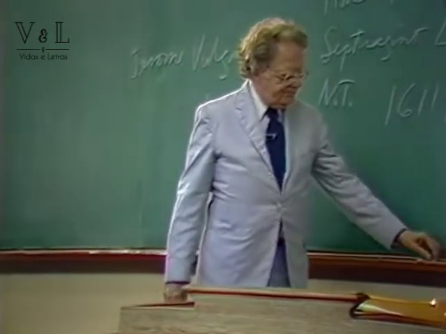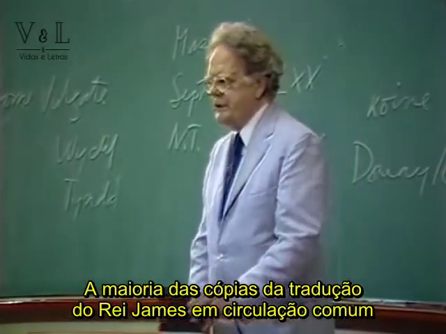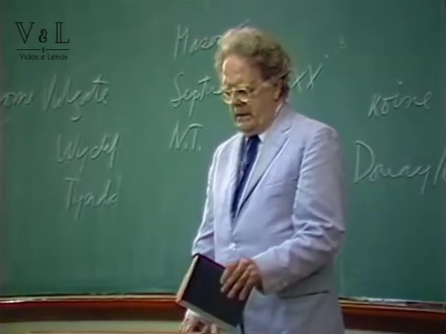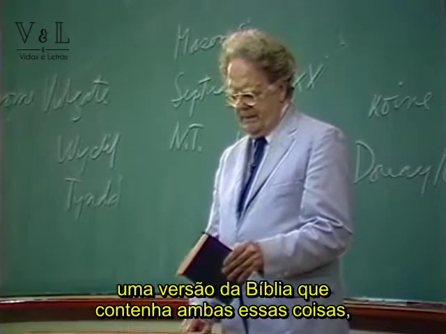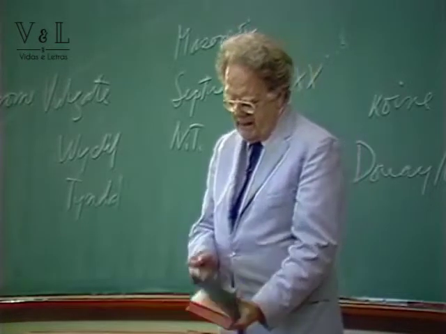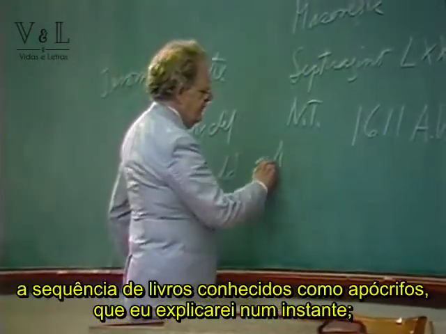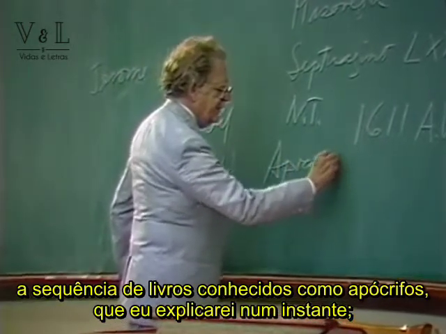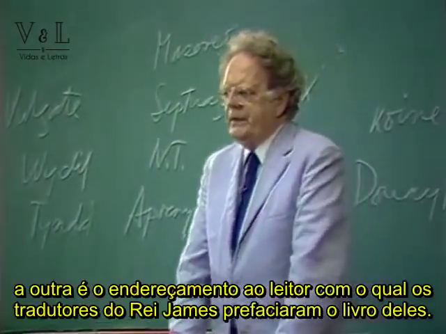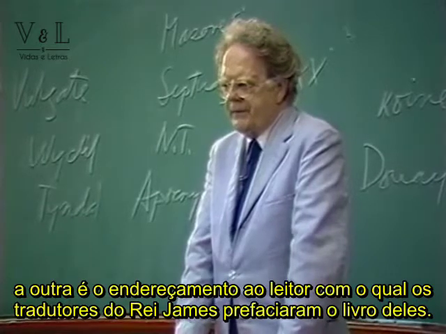And most copies of the King James translation in ordinary circulation omit two very important things, and I would like you to procure, if you possibly can, a version of the Bible which contains them both, as this Cambridge edition that I have does. The two things that are usually omitted are, first of all, the sequence of books known as the Apocrypha, which I will explain in a moment, and the other is the address to the reader with which the King James translators preface their book.